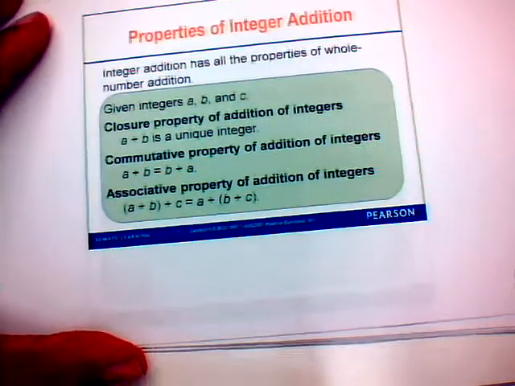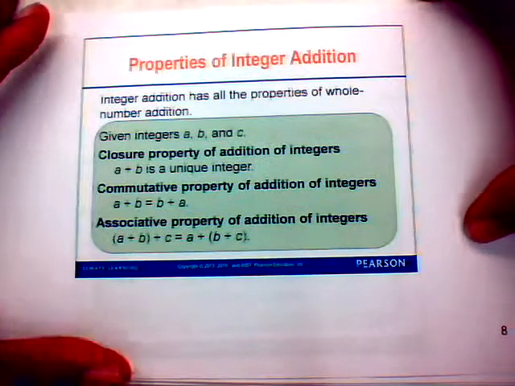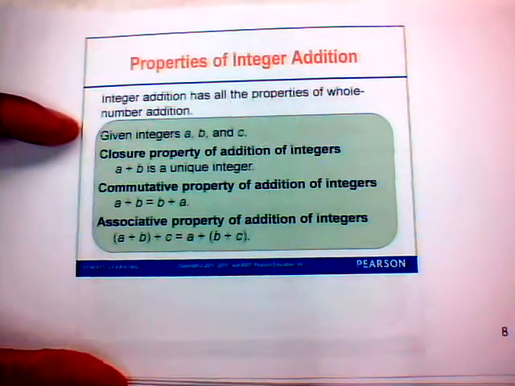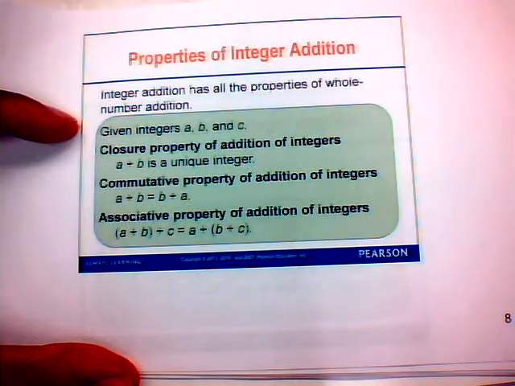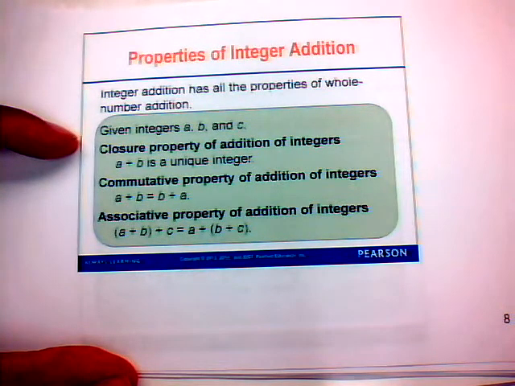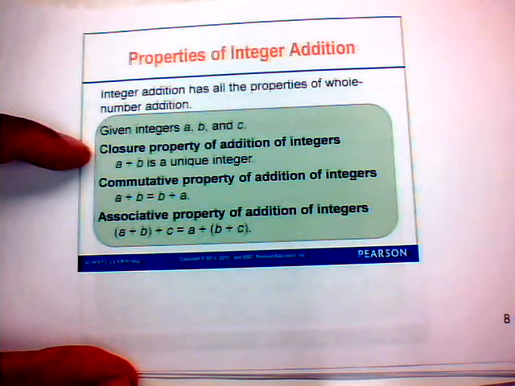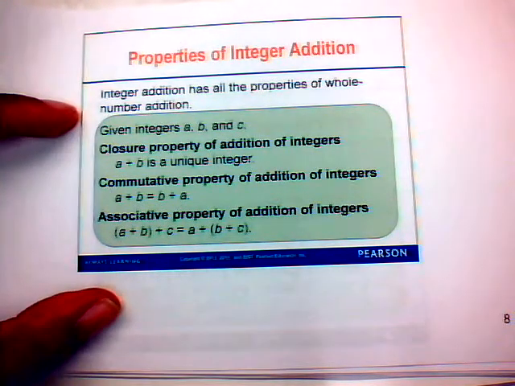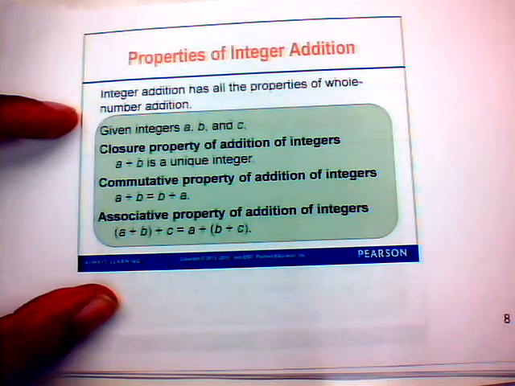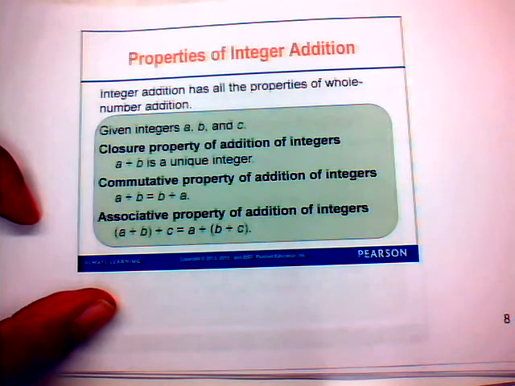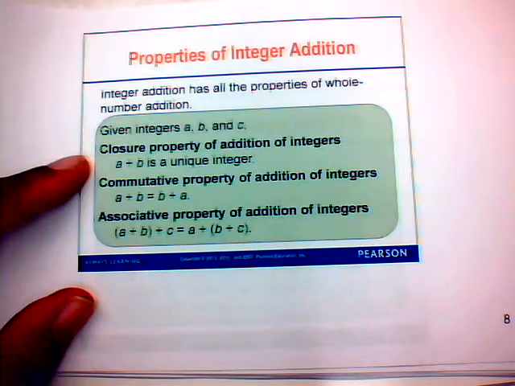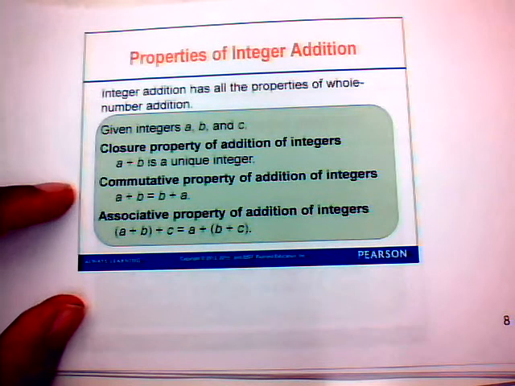Here are some properties of integer addition. Integer addition has all the properties of whole number addition. If you recall back in chapter 3, we talked about whole numbers, and there were some properties of whole numbers that we discussed. And those properties are also applicable to integer addition. If you're given numbers a, b, and c, the closure property says that if you add a plus b together, you'll have a unique integer.